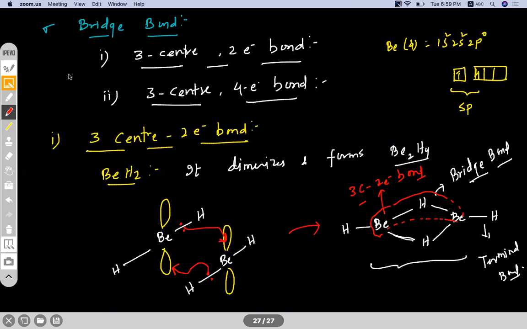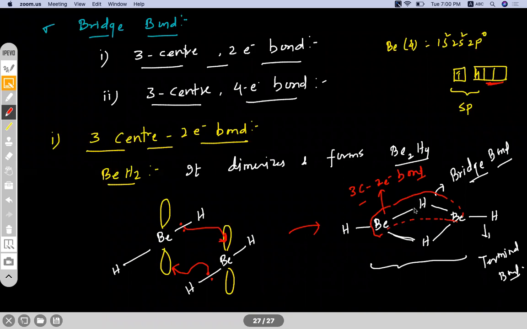I said no, Shraddha. See what happens. The BeH2 molecule is this. Now in this bonding state with two hydrogen atoms, beryllium has a vacant orbital available. Hence, it can accept the electron. Right? Correct. So this pair of electrons, in order to get dimerized, donates to this orbital, or it is associated with this nucleus, this hydrogen and this nucleus. Three nuclei we have. And we get a bridge bond like this.